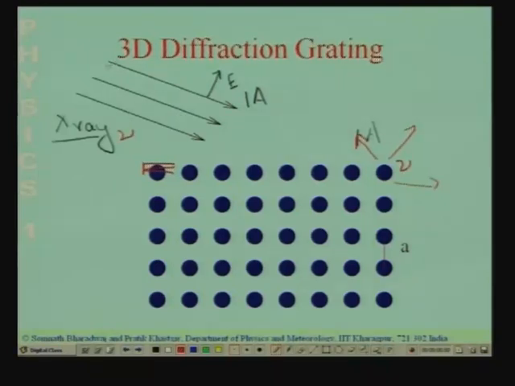The incident X-ray is there only in one direction. Each of these atoms is going to scatter it out. This is called Thompson scattering.